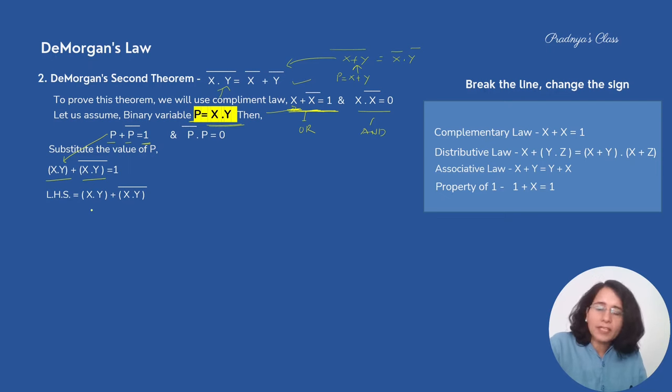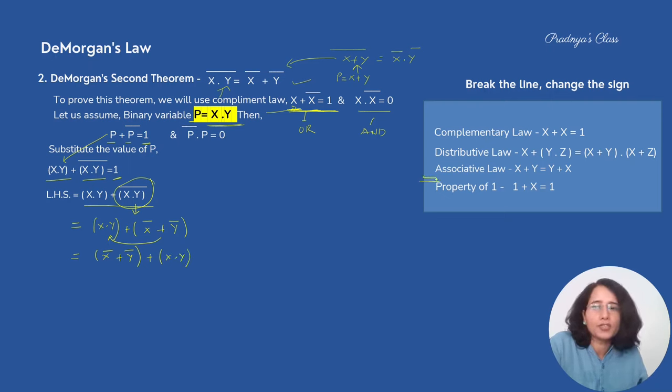Now let's start with the left hand side and we will prove it is equal to 1. In the next step, we are going to apply DeMorgan's second theorem for this term. So we will get x dot y, and DeMorgan's theorem says break the line and change the sign. In the next term, I am going to change the order of these two terms. The second term I am going to write as the first term and the first term as the second term, by applying the associative property.